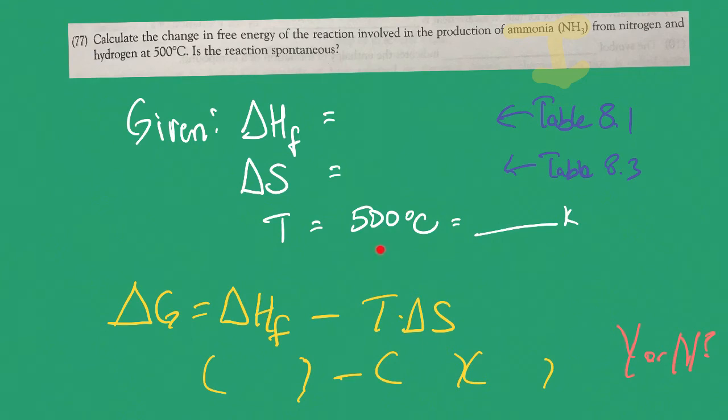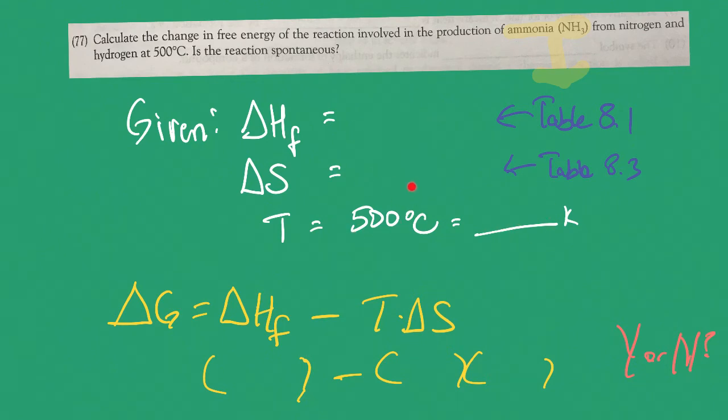Then, don't forget, it's 500 degrees Celsius, but for this equation, it has to be in Kelvin. So you have to convert 500 degrees. How do we do that? Do we add 273, I think it is? Add 273 to the Celsius and you'll have the Kelvin.